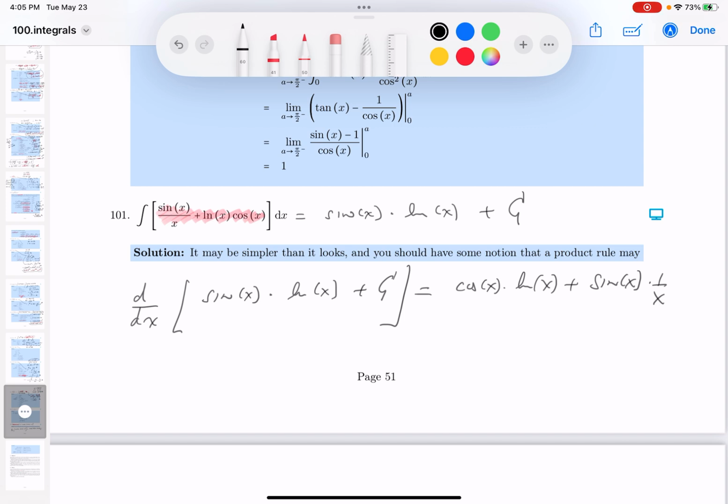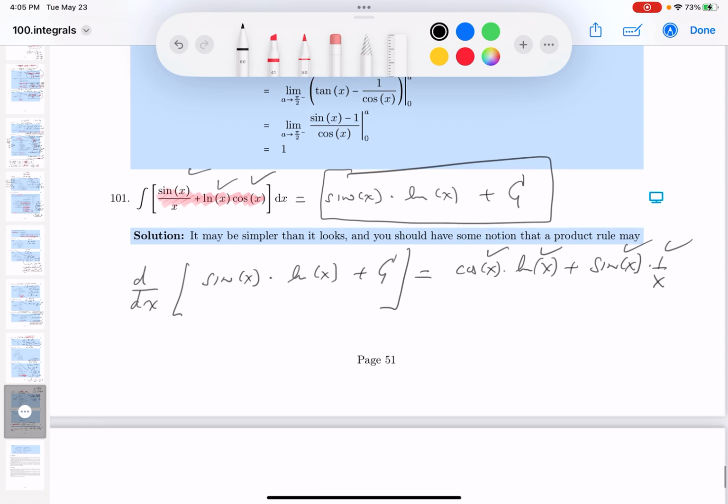Is this what we want it to be? And it is. I'm definitely seeing cosine x ln x, and I'm definitely seeing sine x over x. This is my antiderivative, all right? So again, it may be simpler. I can't guarantee it. For the most part, it really doesn't work out, but it's something that I did see in the problem set, and it wasn't a difficult one to do.